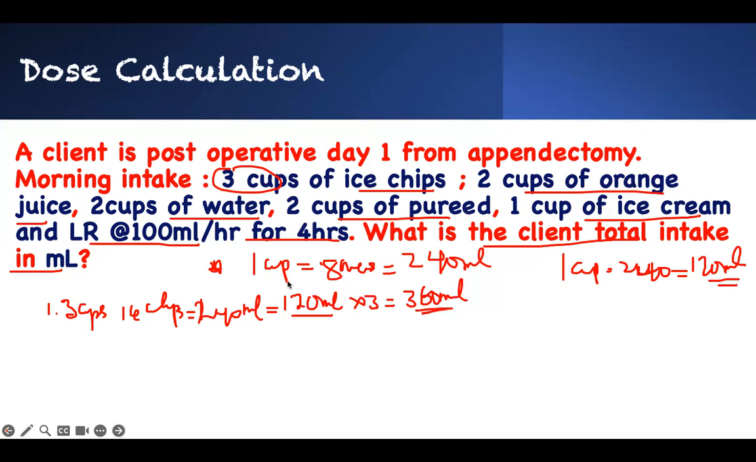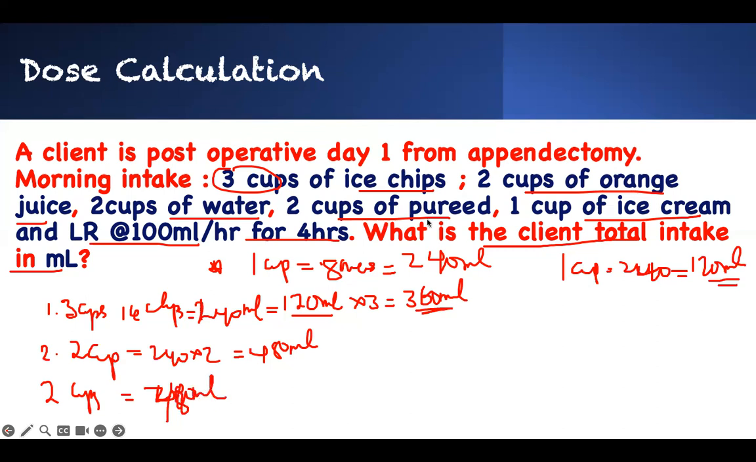2 cups of orange juice. For orange juice, it's the same, we keep it that way. 1 cup of orange juice is 240, and 240 times 2 is 480. So 480 of orange juice. 2 cups of water is the same thing, 480 of water, basically.